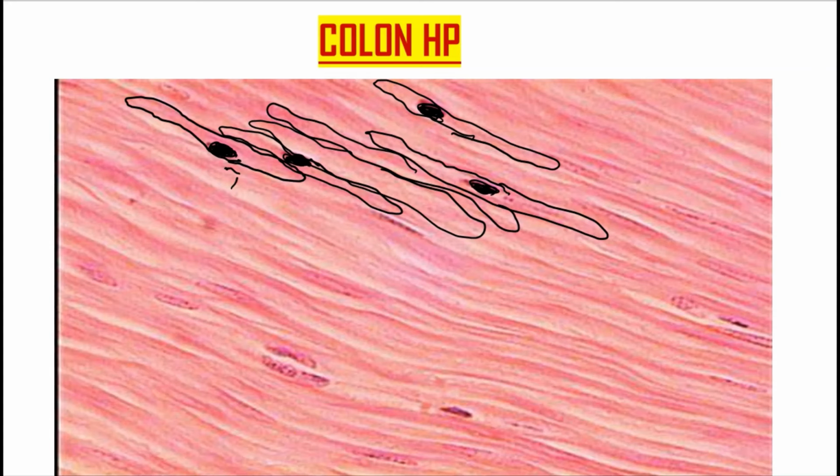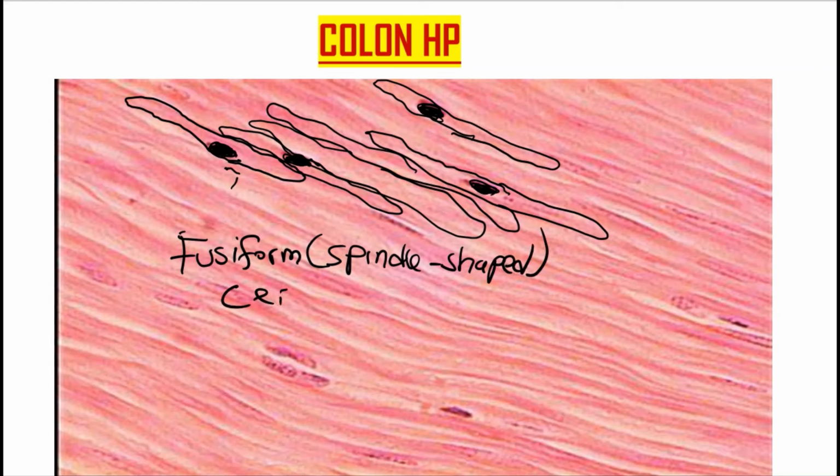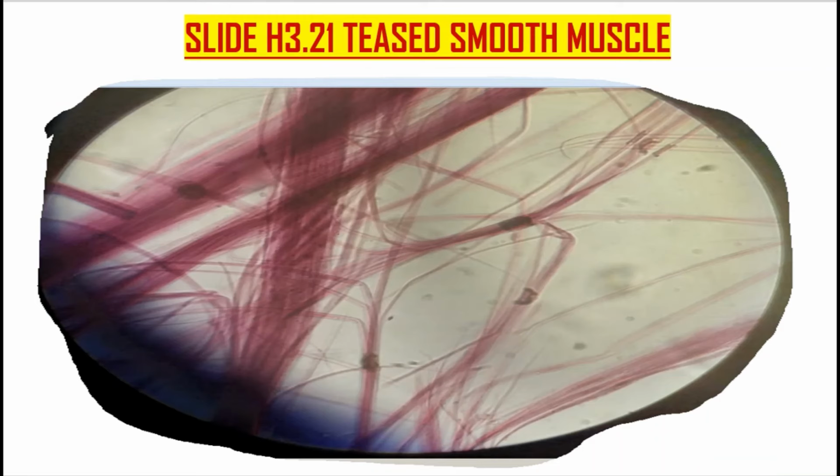Smooth muscles studied from the colon are fusiform shaped, meaning that they are spindle shaped, and they've got a central nucleus. Just one nucleus, meaning that they are mononucleated. This is a teased smooth muscle slide.